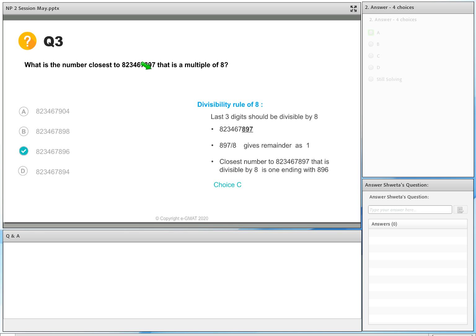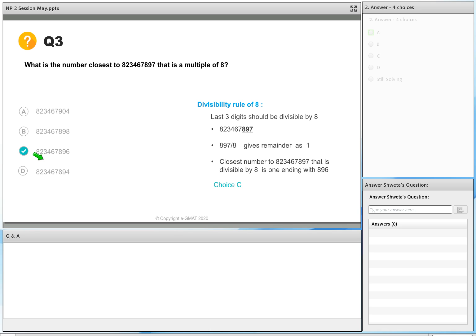897. When you divide 897 by 8, just to see whether it is already divisible or not, you would realize it's not. You get a remainder of 1, which means this is one more than a number which would be a multiple of 8. So what is that multiple of 8? 896. All you need to do is change the last 7 into a 6, and that is what you have here in option C. So all of you got this correct.